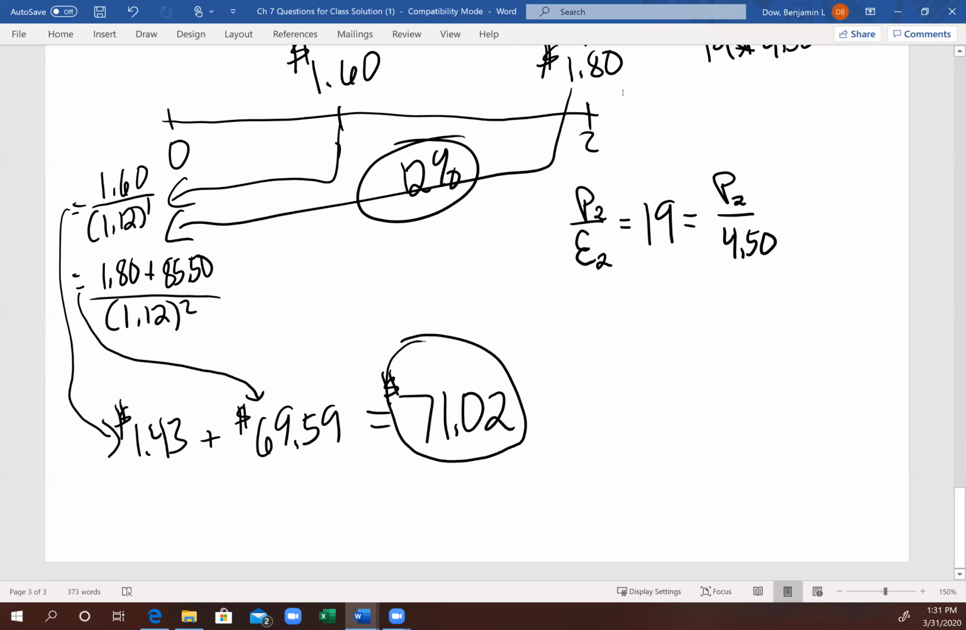All right, so that's most of the problems from chapter 7. Gives you some idea. There's also, if you go online, some problems from the back of the book. Hopefully this kind of caught you up.